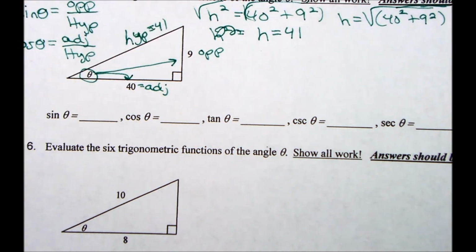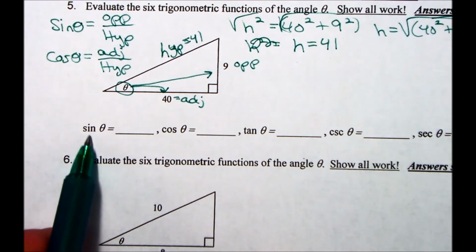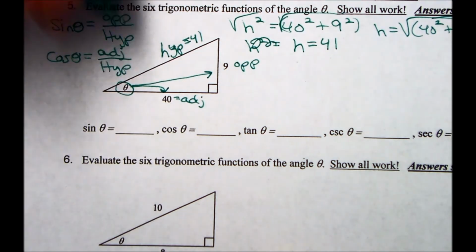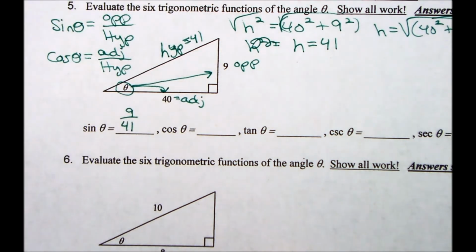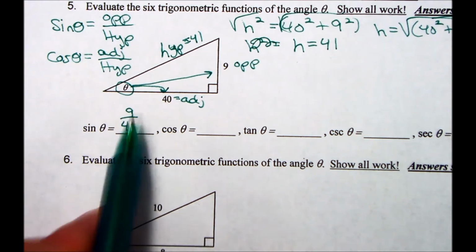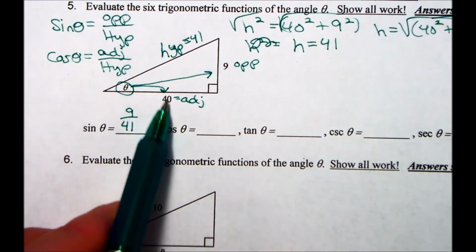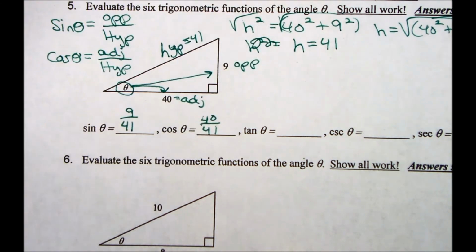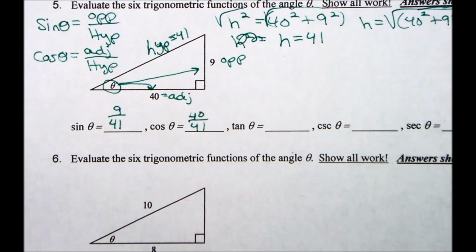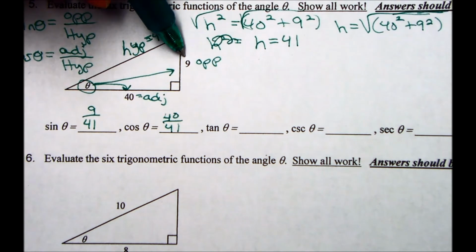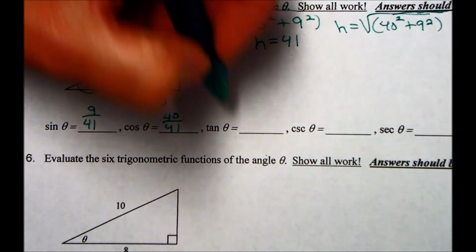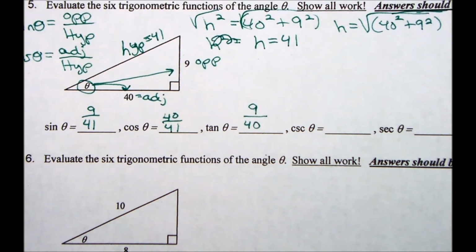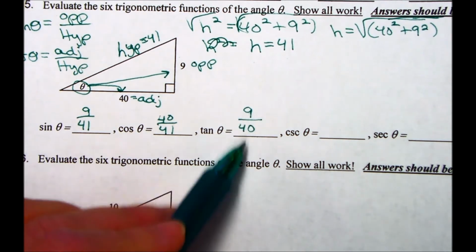All right, so now we've got our hypotenuse, which is 41. So now it's just a matter of writing them down. Your sine is opposite over hypotenuse. So the opposite is 9, hypotenuse is 41. And that cannot be reduced, so you're done with that one. Your cosine is the adjacent over the hypotenuse. Adjacent is 40, hypotenuse is 41. So 40 over 41. Your tangent is the opposite over the adjacent. So that's 9 over my adjacent, which is 40. Again, that cannot be reduced. But if you do have a fraction that can be reduced, you do need to reduce it.